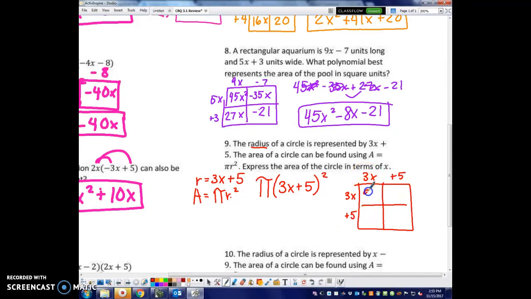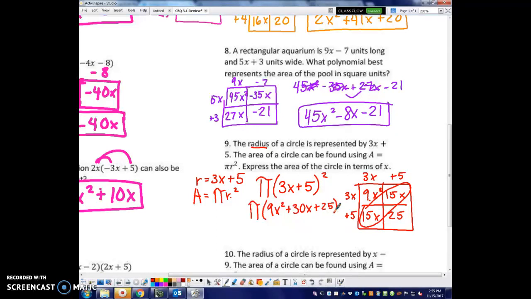3 times 3 is 9. X times x, x squared. 5 times 3, 15x. 5 times 3, 15, and then 1x. 5 times 5, 25. So we have pi times 9x squared. And then we'll combine these. What's 15 plus 15? That's 30x plus 25.